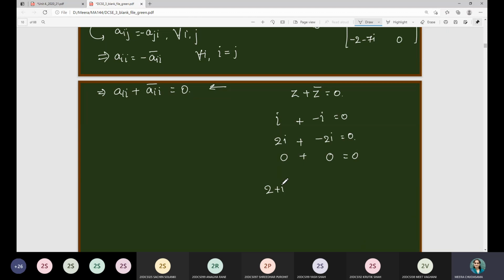For example, if I consider 2 plus i as the a_ii entry, then its conjugate will be 2 minus i, and when you consider its addition, then it will be 4, which is not equal to 0. So this equation is satisfied only when a_ii is either 0 or it is purely imaginary.